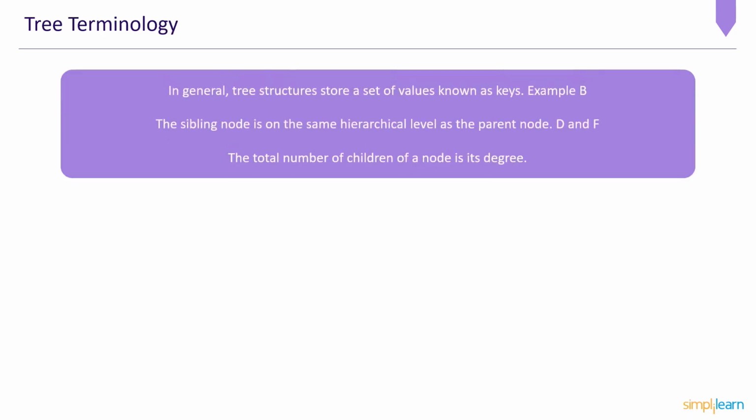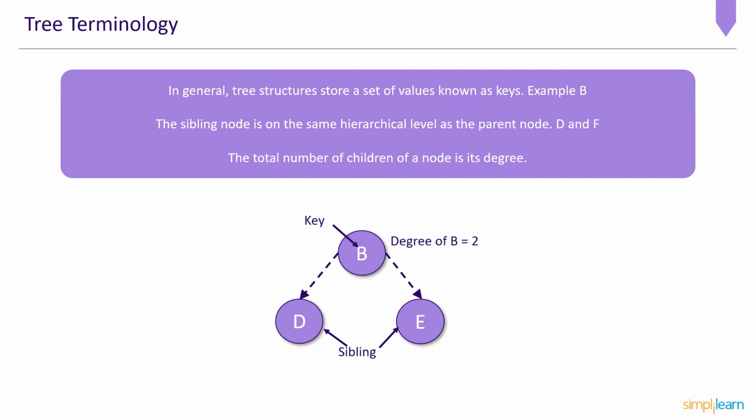Next, tree structures store a set of values known as keys, for example, B. Following that, a sibling node is on the same hierarchical level as another node, such as D and F. After that, the total number of children of a node is its degree.